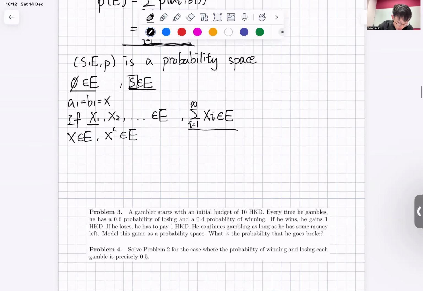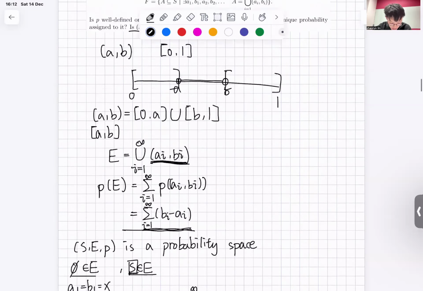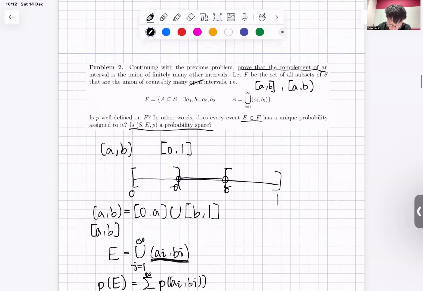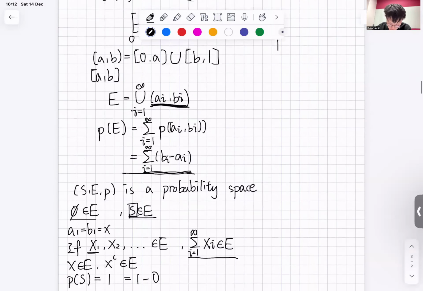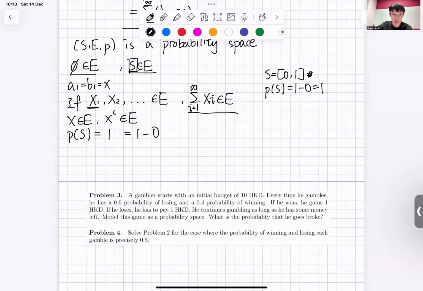Next, the probability of the whole sample space is 1. This is true because it's just the interval from 0 to 1, and its probability is 1 minus 0, which is 1. So the probability of the whole sample space is 1 is true.